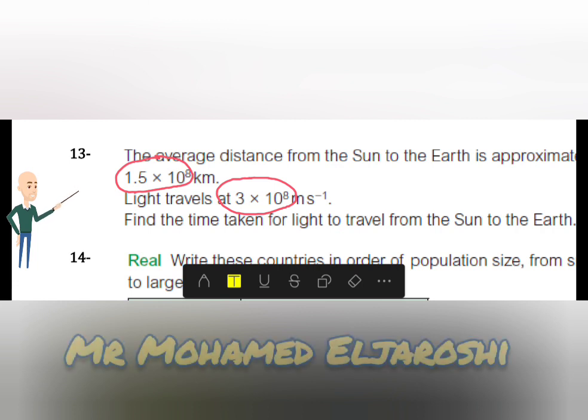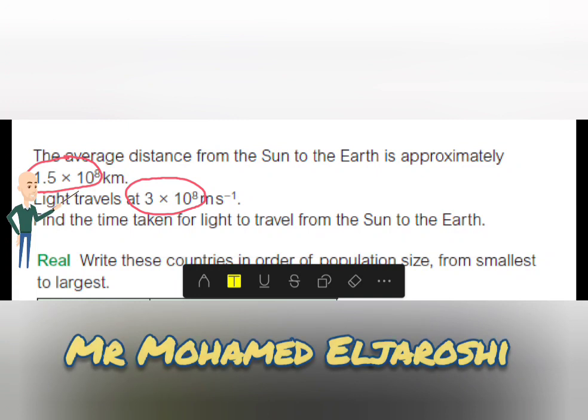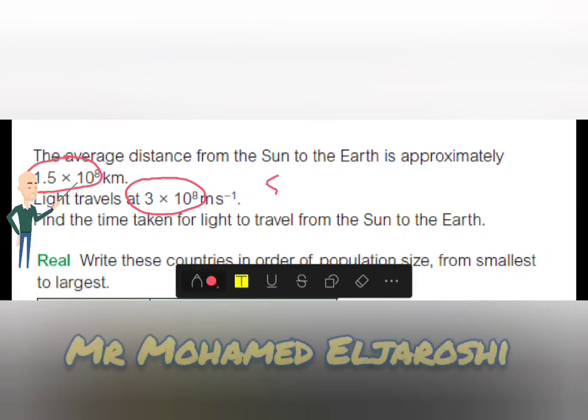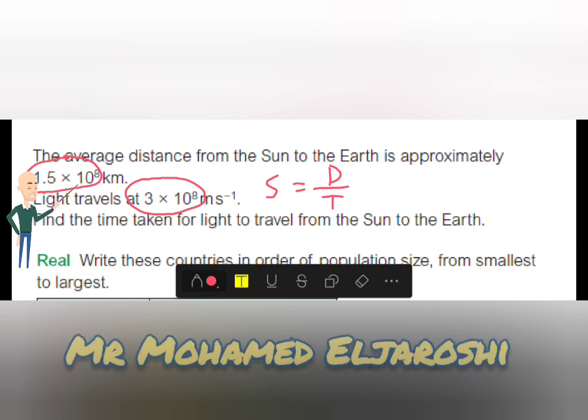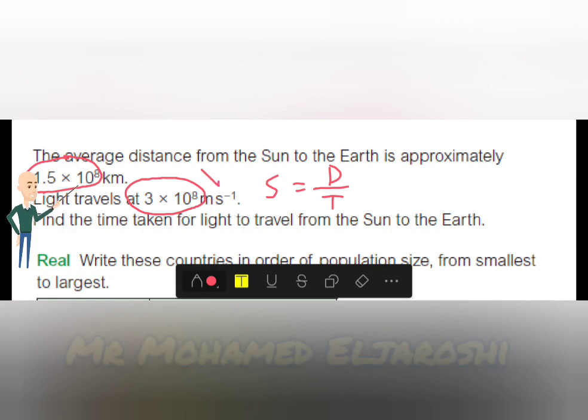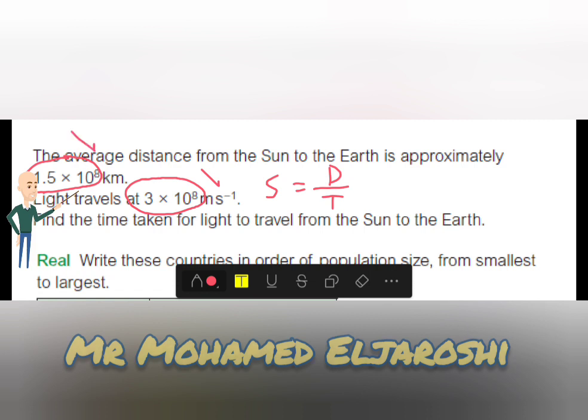We have the average distance between them, and we have the speed. Now, the formula says what? Speed equals what? Very good. Speed equals distance divided by time. I have the speed here, and I have the distance. We need the time. So we don't know the time.